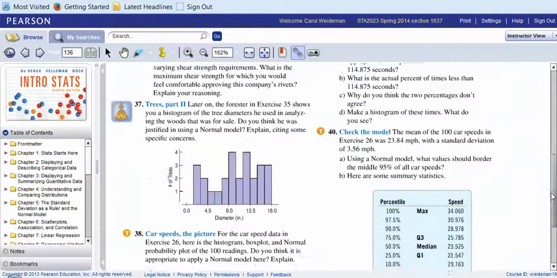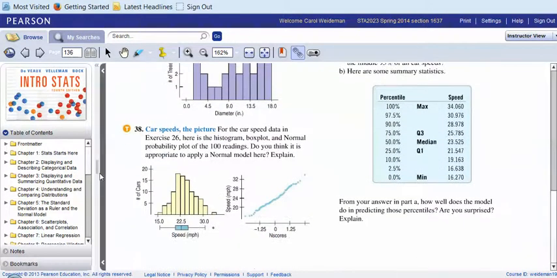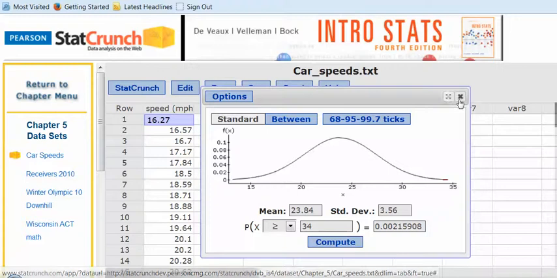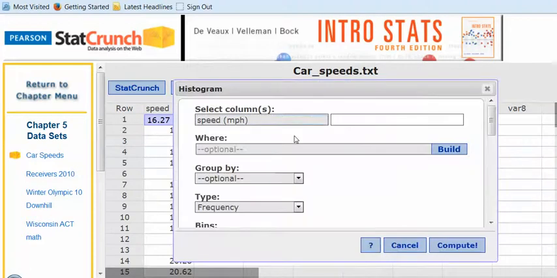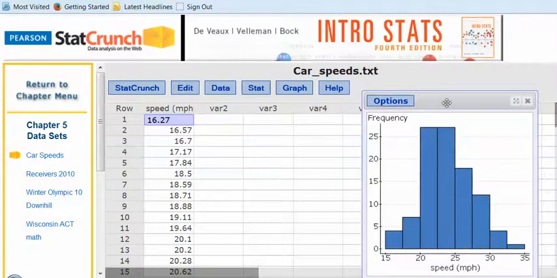And there's another problem that uses the same data, and it says, for the car speed data that we were just looking at, do you think it's appropriate to apply a normal model? And so I'm going to go back over to the data set and show you how to use some other tools in here. Let's go ahead and do a histogram, which we learned about earlier in the semester. And let's take a look at that histogram.